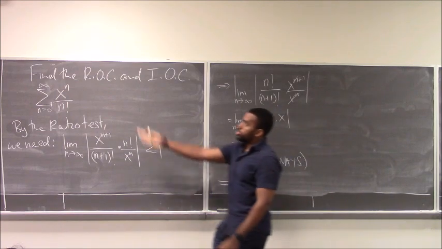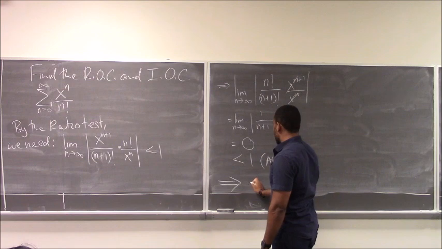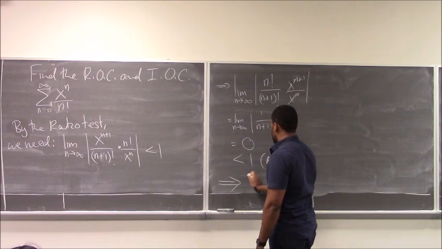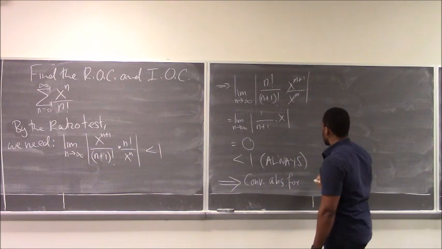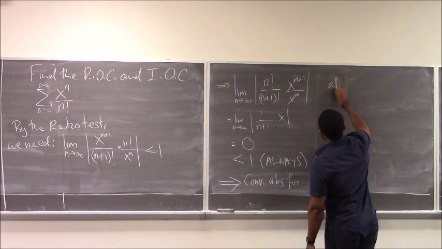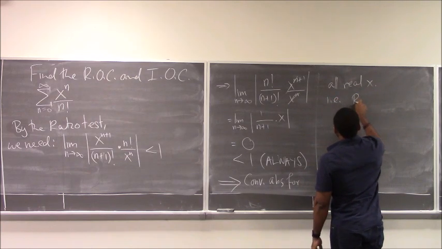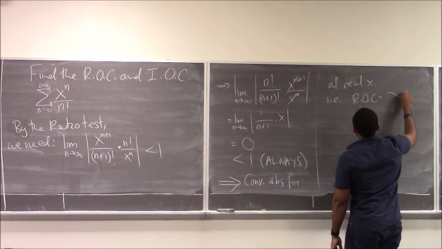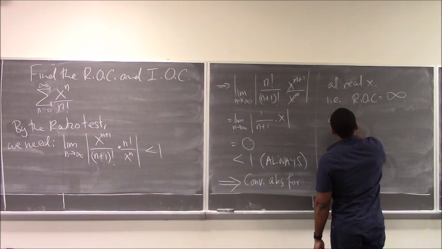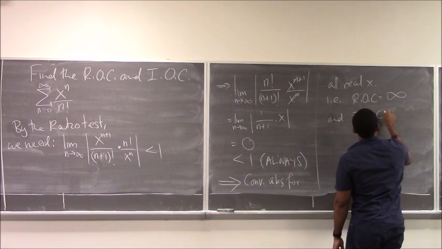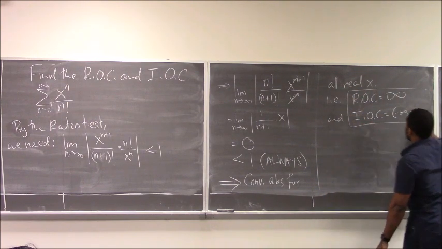Yes, but where? What's the radius? What's the interval? For all real numbers. Right. This is 0, less than 1, so this means it converges absolutely for all real x, i.e., the radius of convergence is infinity, and the interval of convergence is from minus infinity to infinity. It converges everywhere, absolutely.